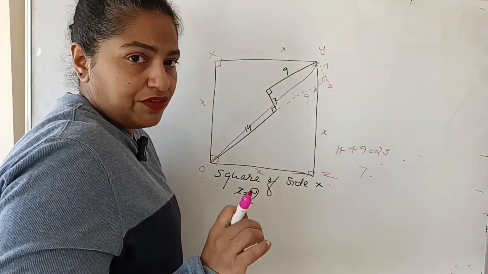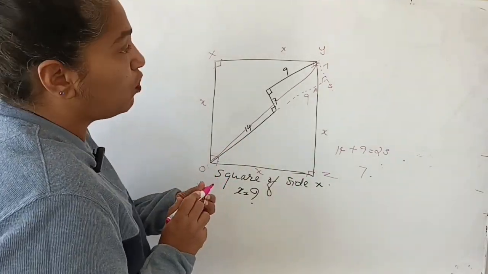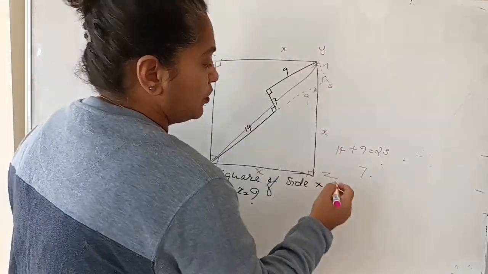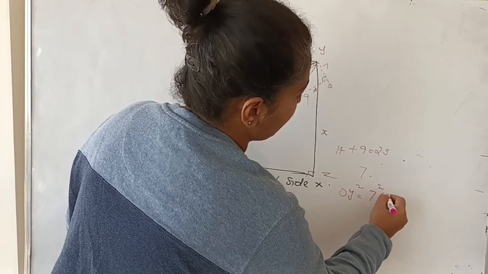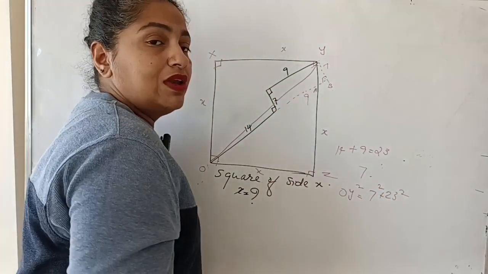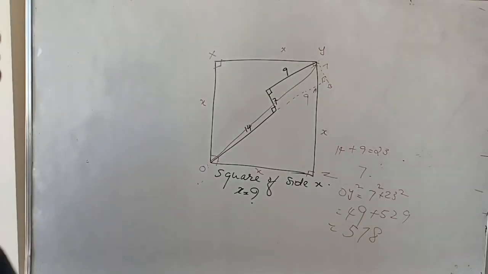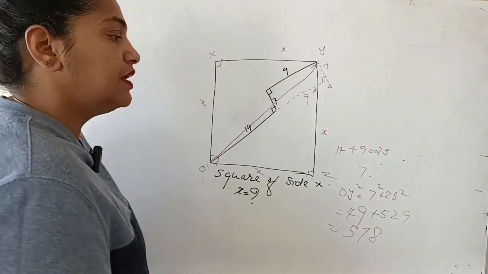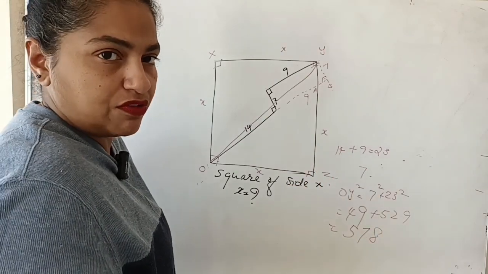And when it is a right angle triangle, you know that automatically Pythagoras theorem is applicable. So OY becomes the hypotenuse. The side opposite the right angle is the hypotenuse. So I can say OY square is equal to 7 square plus 23 square. Okay. So let us see what we are getting over here. We get OY square is equal to 578. Now, you know that 578 is not a perfect square.